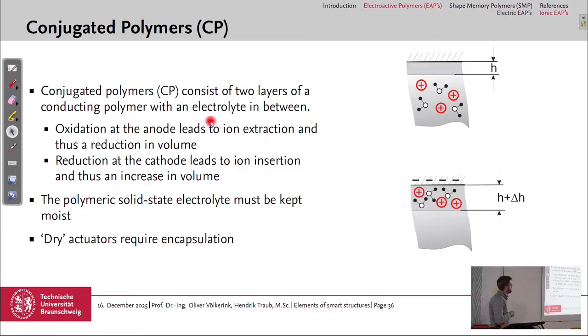Conjugated polymers consist of 2 layers of conducting polymer with an electrolyte in between. So we don't have metal electrodes, but these conjugated polymer electrodes with an electrolyte material. And again, we have an oxidation and a reduction, which leads to swelling or shrinkage of the material, and then the same effect can be used.